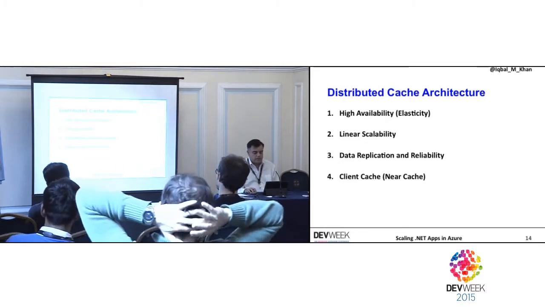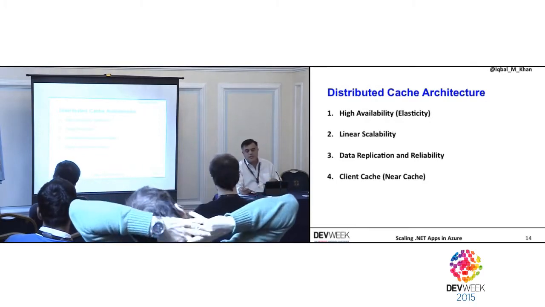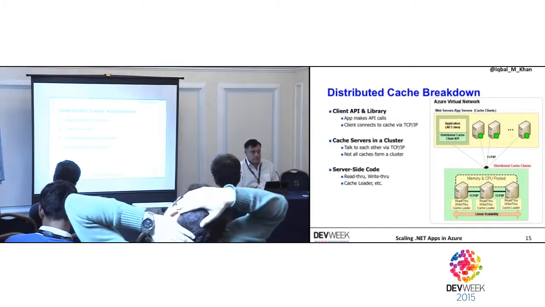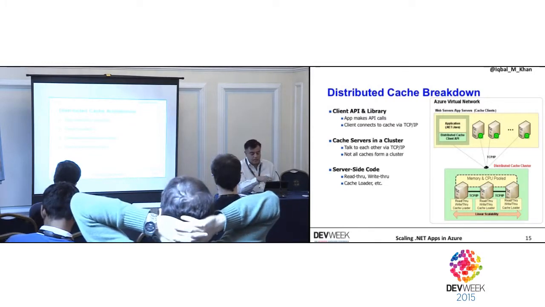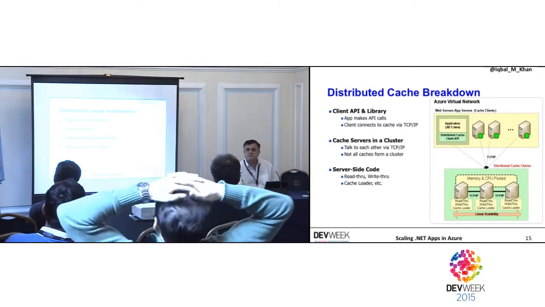So data replication. Fourth is a feature called client cache, which is also called near cache, and I'll explain that in a bit. Any questions so far?